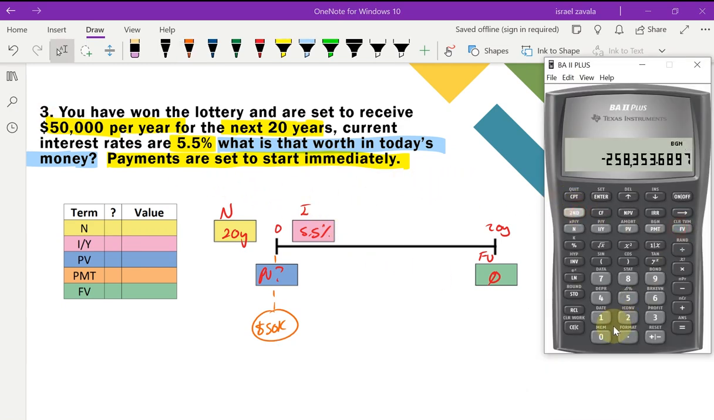So second clear. Let's see. We're going to do 20 years, 5.5%. The present value is what we're looking for. Payments, it's going to be $50,000 that we're receiving, so it's a positive. 0 future value, and then we're going to compute the present value. So the present value of that stream of payments is $630,382.68.